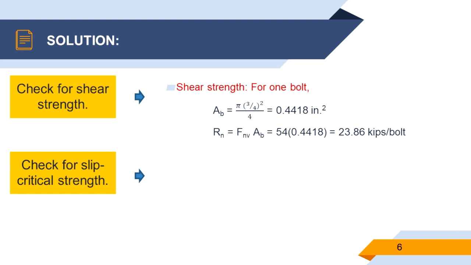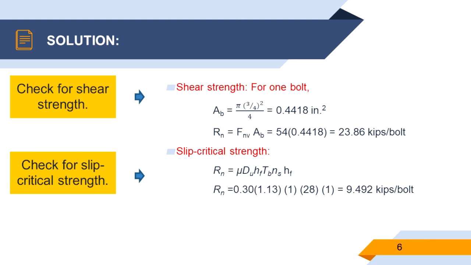Now we will check the slip critical strength. Because no slippage is permitted, this connection is classified as slip critical. The minimum bolt tension Tb is equal to 28 kips. From the formula presented, Rn is equal to mu Du hf Tb ns, and substituting the values, we get 9.492 kips per bolt. For 4 bolts, we simply multiply it by 4 and we get 37.97 kips.